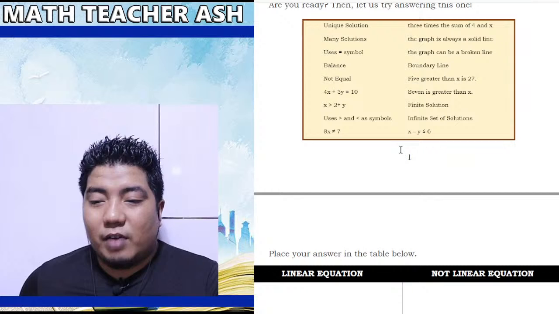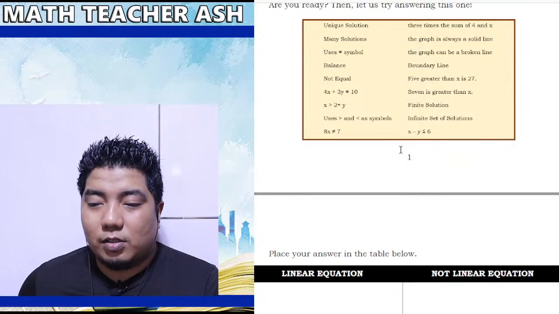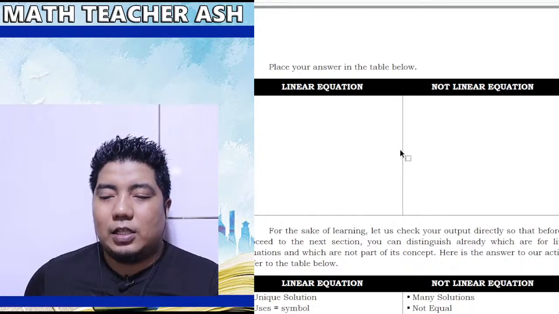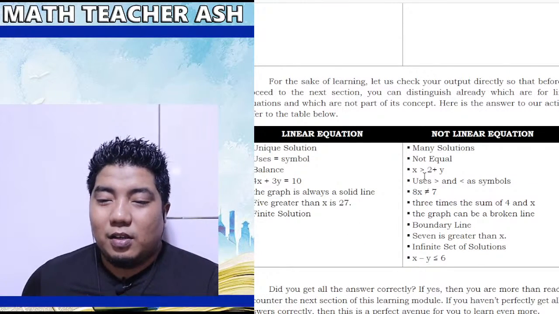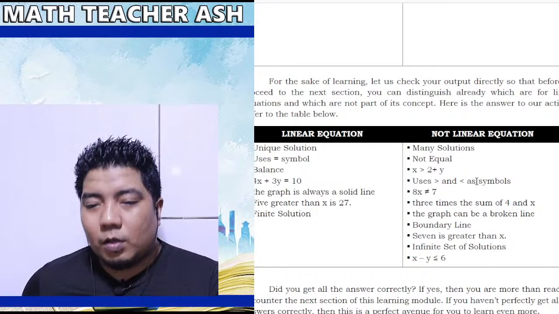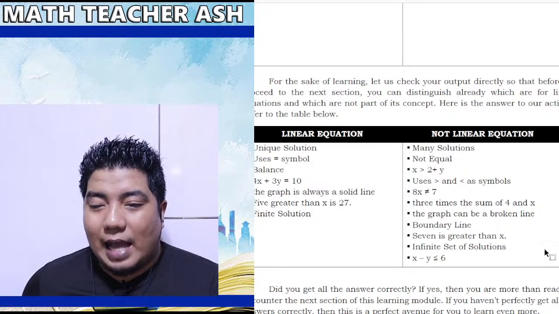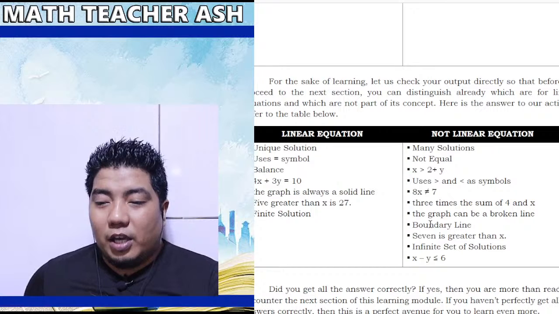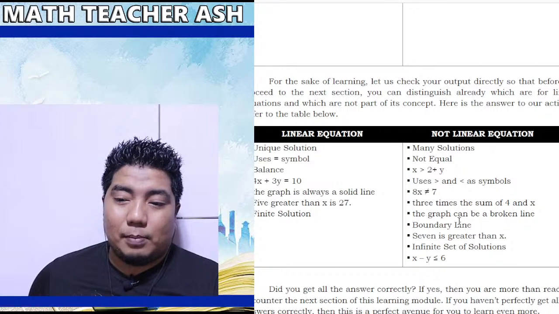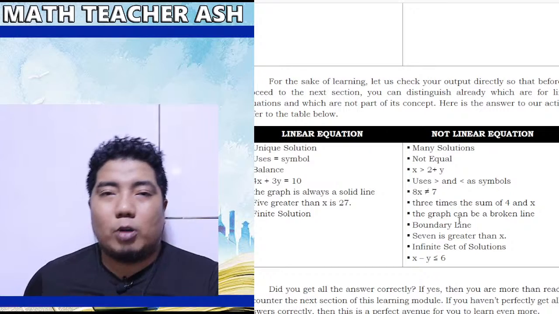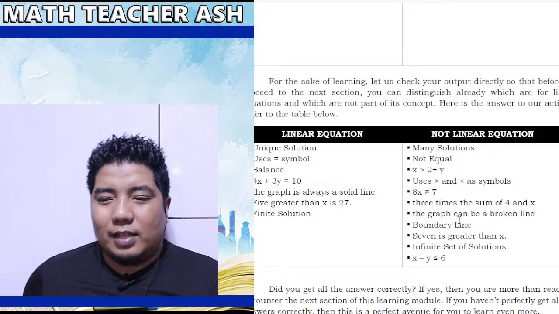And finally, we have x minus y is less than or equal to 6. That is not a linear equation. So of course, when you go beyond to the paper or the module, you will see the answers here. So yung boundary line nandito sa not linear equation because basically that is a basis for the shading later on that you will be knowing about graphing linear inequalities.